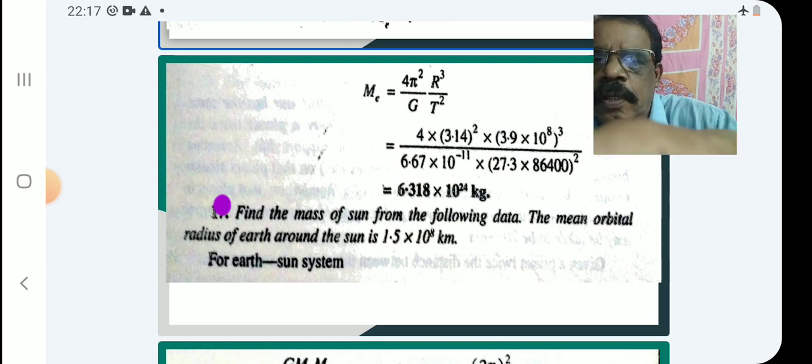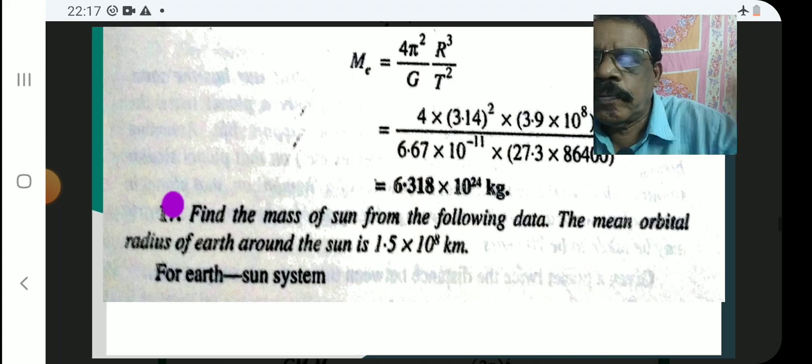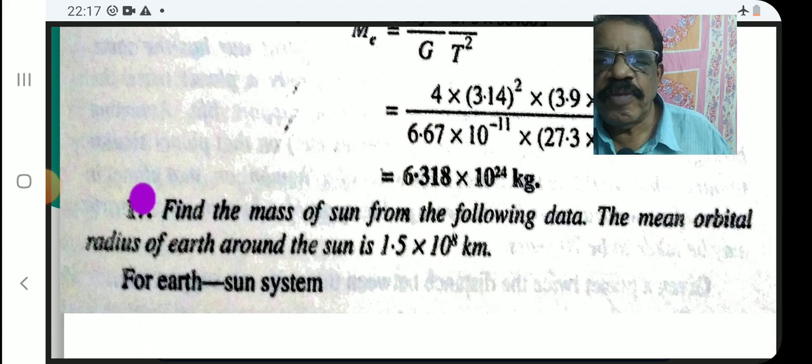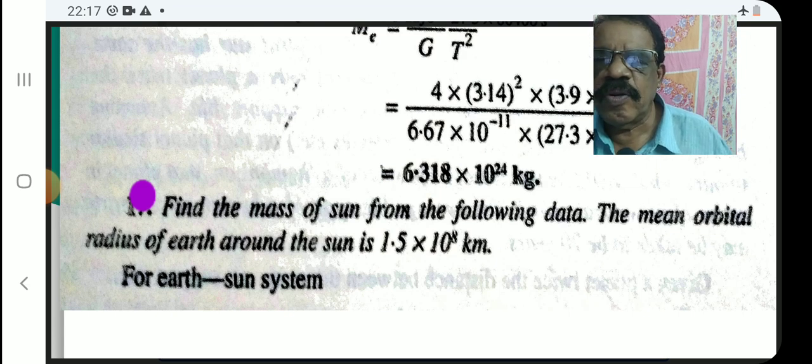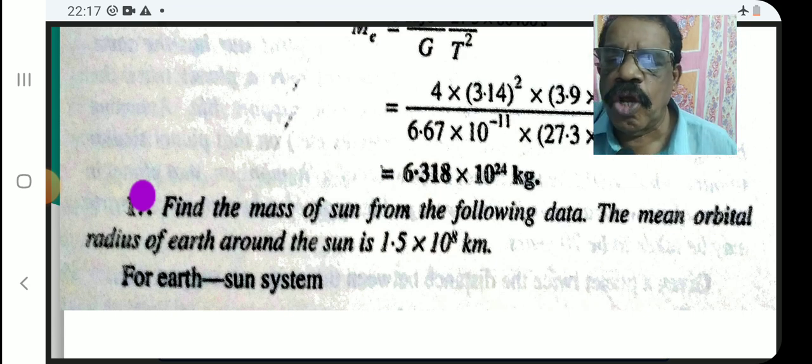Next question. Find the mass of Sun from the following data. The mean orbital radius of Earth around the Sun is 1.5 into 10⁸ kilometer.